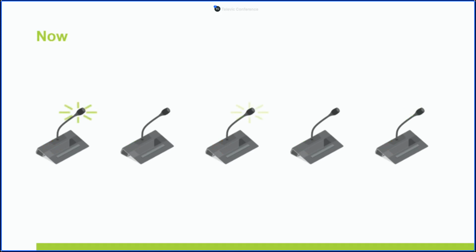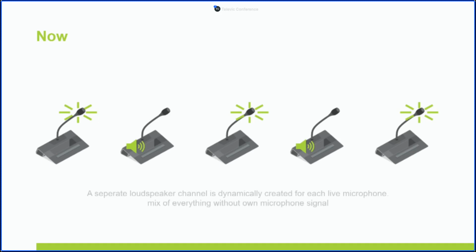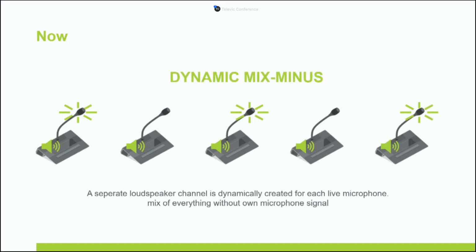Now with dynamic mix-minus, what we will do, we will dynamically create a specific audio channel for each open microphone. That means that centrally in the central unit, we will create an audio channel that will contain the audio of all the other audio signals except its own microphone. And we will send this to the speaker of this respective unit.